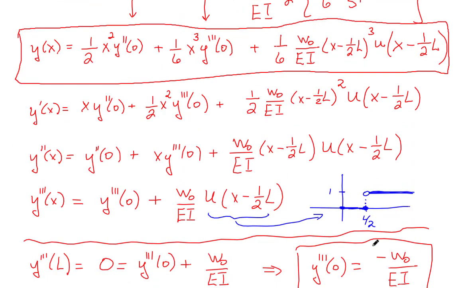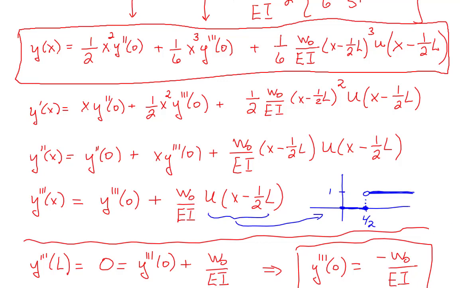Alright, so what do I need to do? I need to take our solution and differentiate it once, twice, 3 times, and see what we have. Now this delayed function, this u of x minus 1/2 L, remember, is 0 up until L over 2, and then is 1 thereafter. Our solution is modified by this.